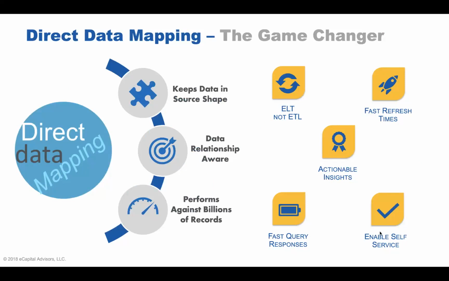The number one piece for direct data mapping is it keeps the data in the same shape as the source system. What do I mean by that? So if I have 120 tables and 300 joins in my source system, I'm going to have 120 tables and 300 joins in Incorta. And so what that translates to then is I don't have to do that ETL process on the fly, but rather my ETL turns into ELT. So now I'm extracting, I'm loading, but that transformation is happening after the fact. So I'm transforming the data and modeling it within Incorta itself.